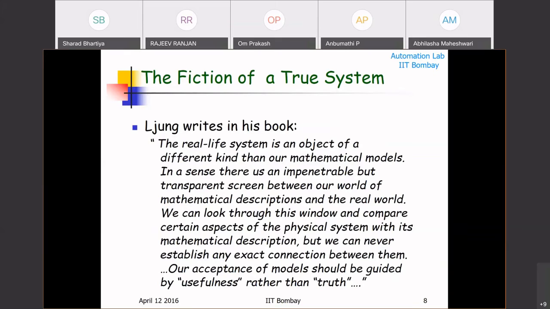We only know that yes, if you have protein A and protein B, then you can predict what concentration of bound protein AB would be there. Okay. So we can look through this window and compare certain aspects of the physical system, but we can never establish any exact connection between them. And this is the key thing, that as an engineer, our acceptance of models is guided by its utility or usefulness, okay, rather than truth.